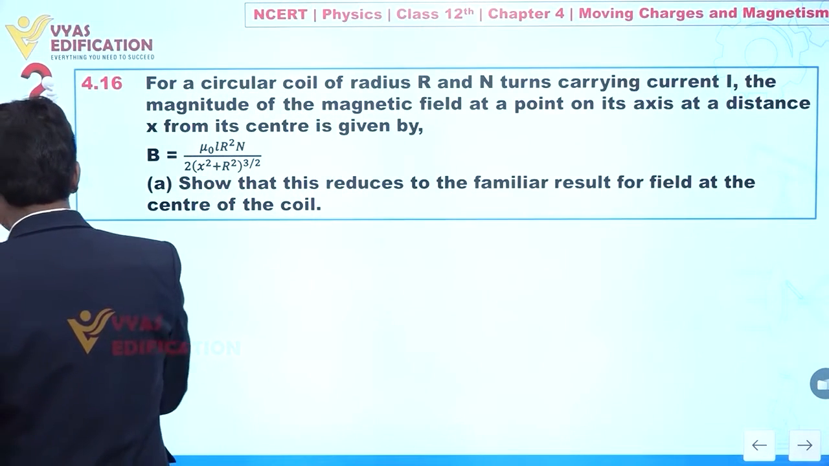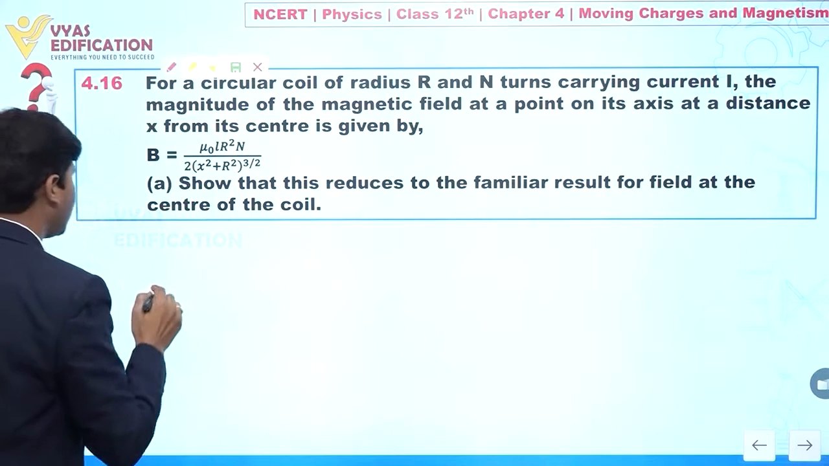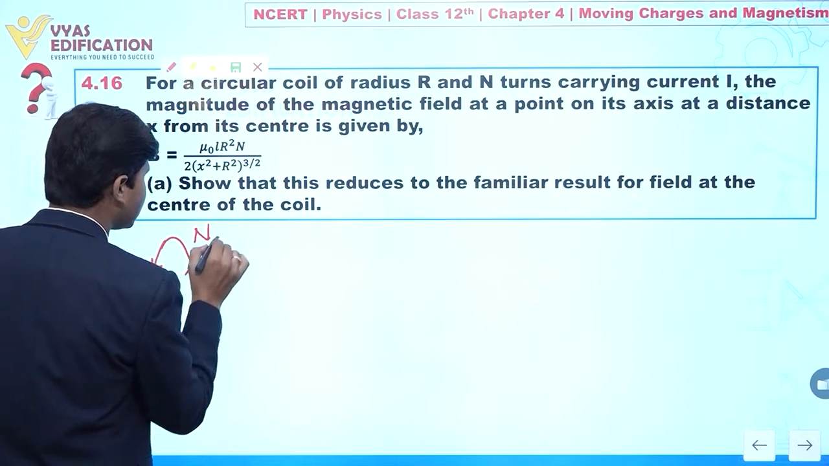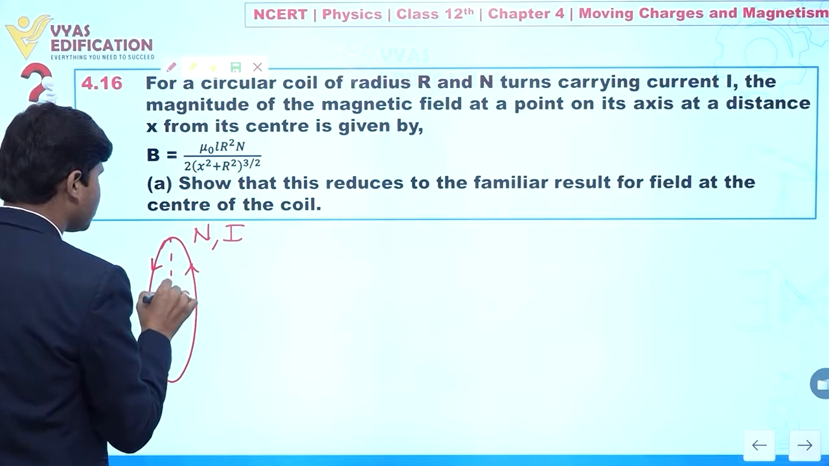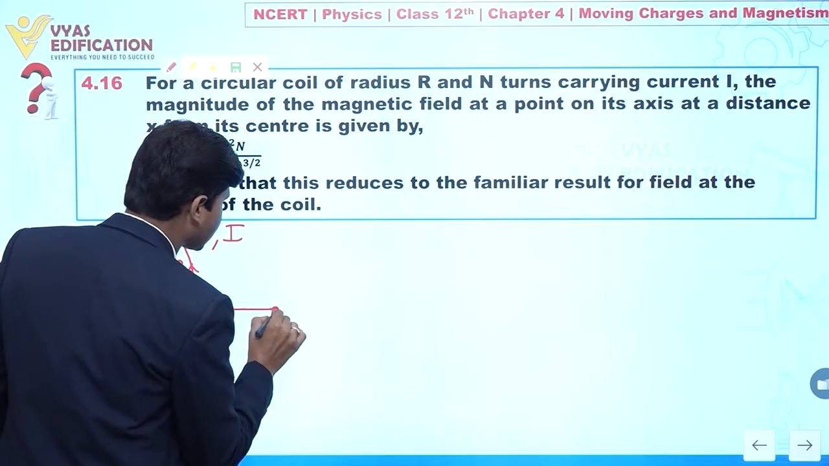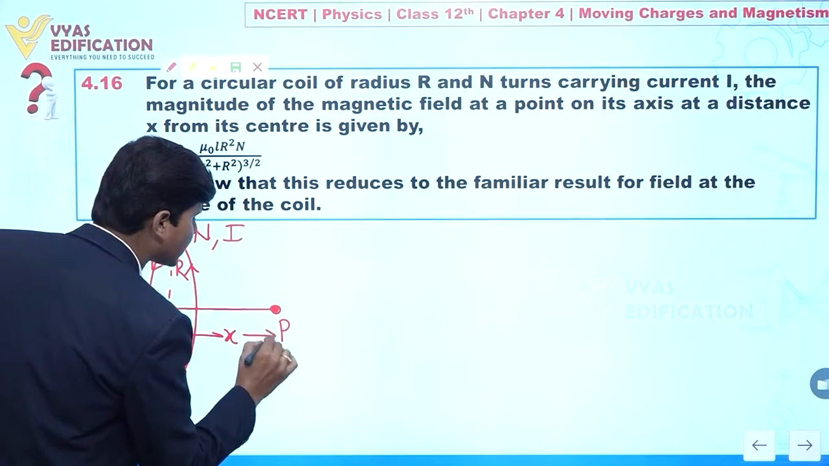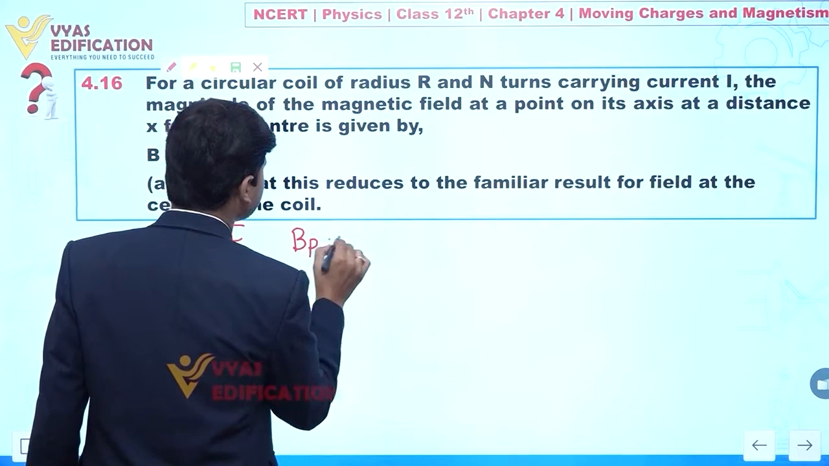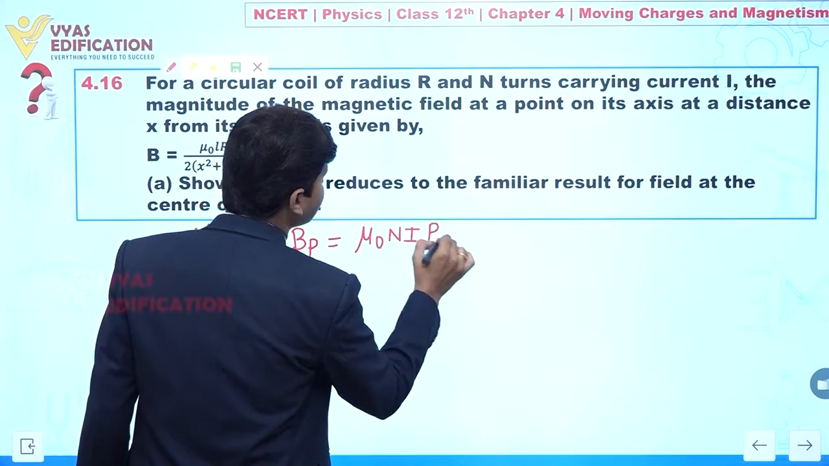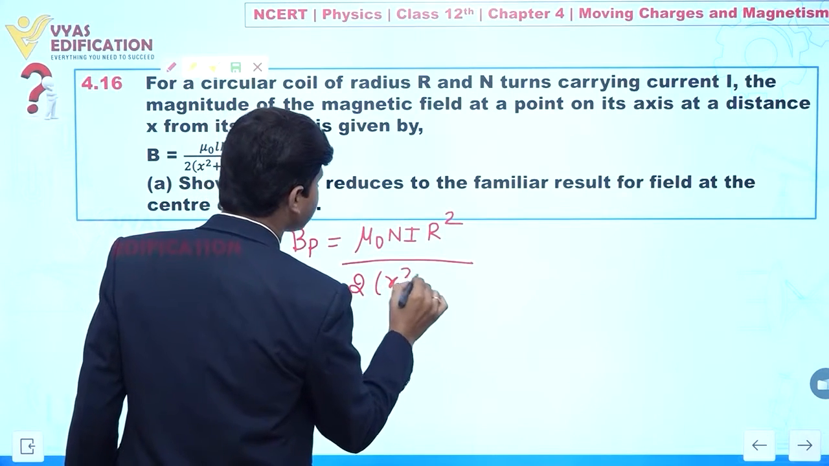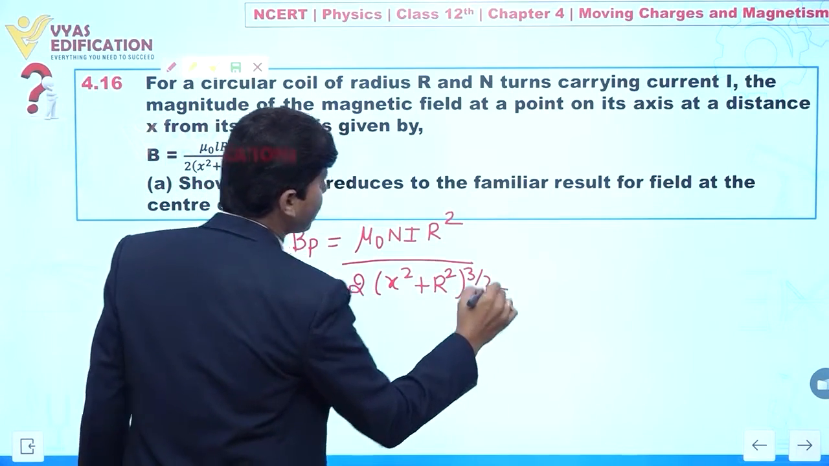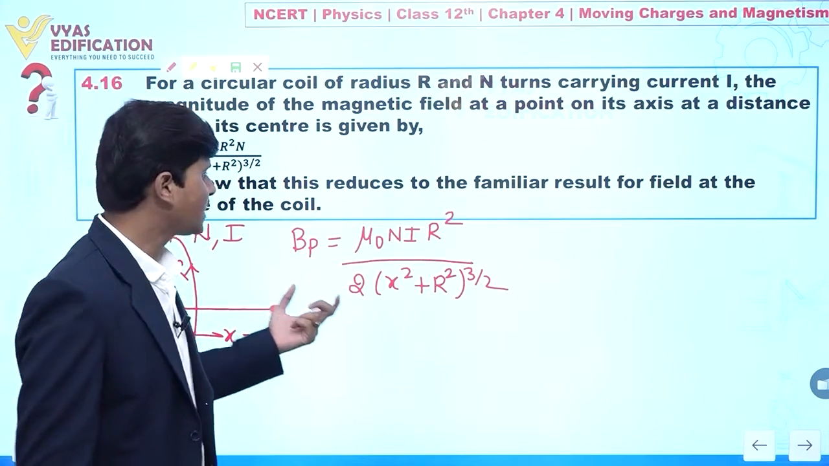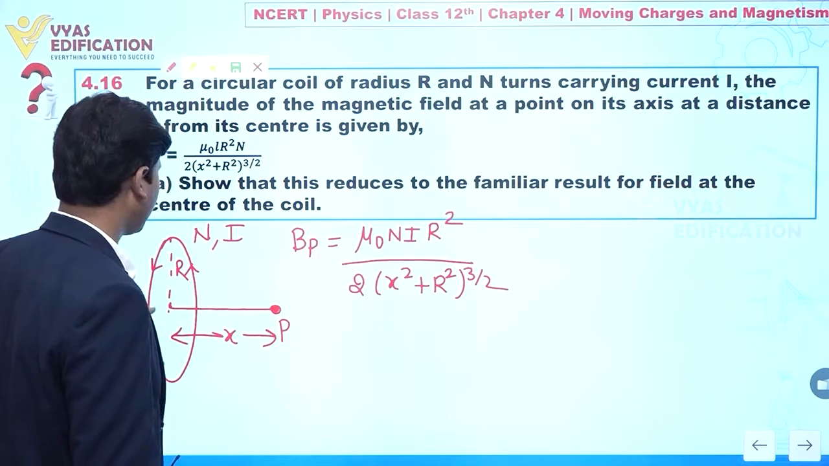Now listen carefully. Now you know what the given situation is here. Let's suppose we have a coil with number of turns N, and the current flowing in this coil is I. It is also given that the radius is R. We are taking a point on its axis like this. Can we calculate the value of B here? Yes, the value of B is calculated by mu naught N I R square divided by 2 times x square plus R square power 3 by 2. So the value of B I am getting here is mu naught N I R square divided by twice x square plus R square power 3 by 2.